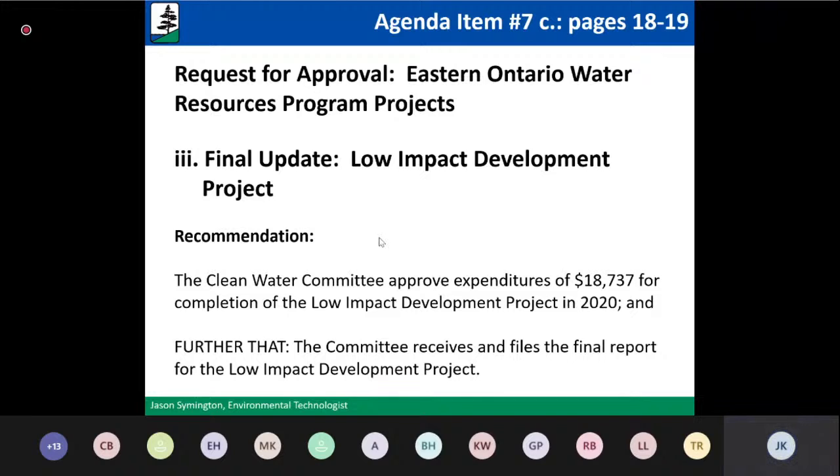So on to the final update of the low impact development project, and this is Jason. Welcome, Jason. Hello. Hope everybody's well. For those who don't know me, my name is Jason Symington. I'm the environmental technologist at South Nation, and I'll be providing the final update for the low impact development project. As you know, $21,000 was allocated to support the low impact development demonstration site.